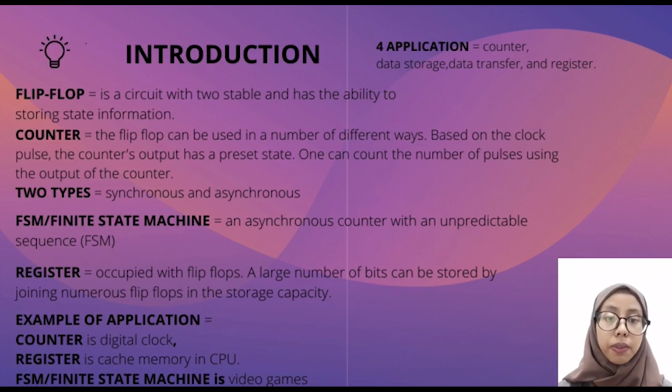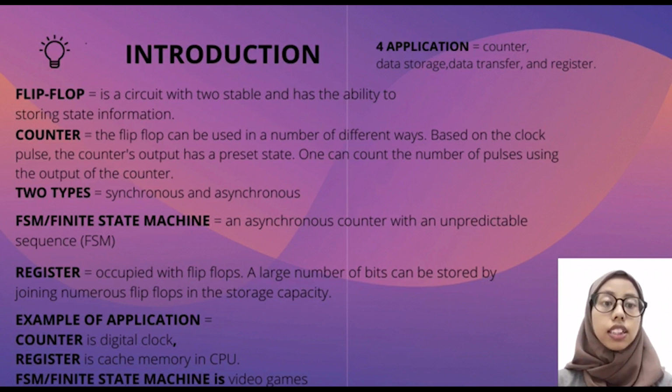For FSM or finite state machine, the meaning is sequential circuits and is regarded as an asynchronous counter with an unpredictable sequence. There are two categories of FSM, that is Mealy machine and Moore machine. For the design of state machine, it contains state diagram, state table, excitation table, K-map, and circuit implementation.